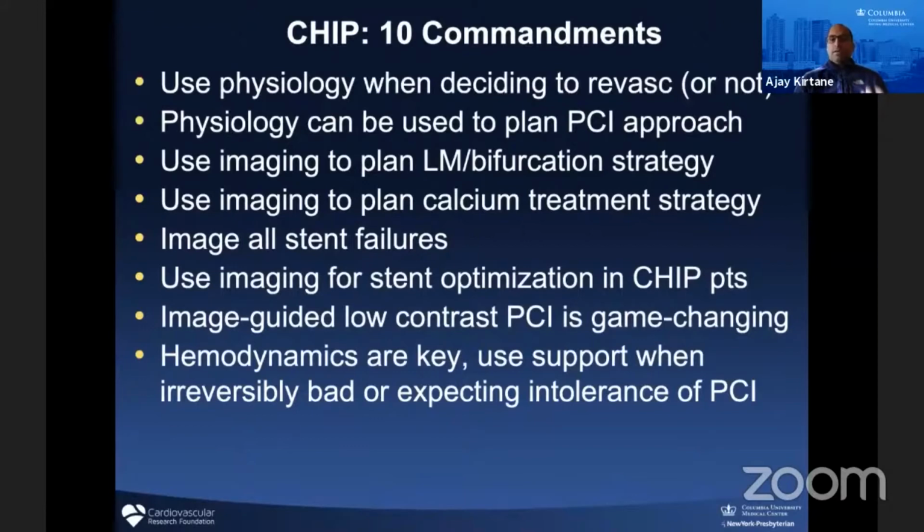And so think about hemodynamic support when their hemodynamics are irreversibly bad. There's nothing you can do to fix them, or you're really expecting they're not going to tolerate what we're doing during the balloon inflations. And that last case was a perfect example of this, where because it's ISR, even though the disease looks bad, the patient's going to tolerate it pretty well for the most part, and the EF was normal, so you don't think you need hemodynamic support.